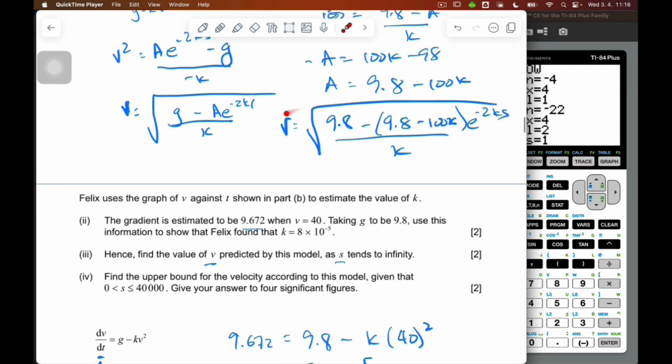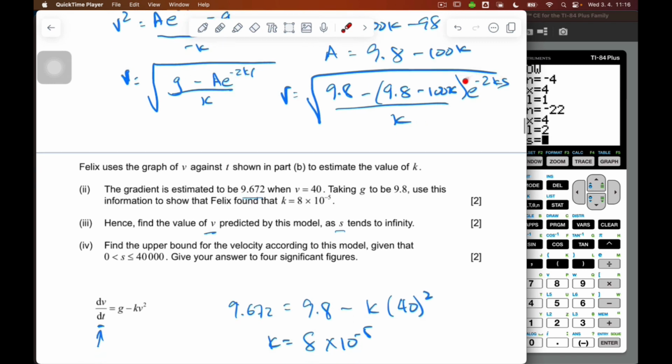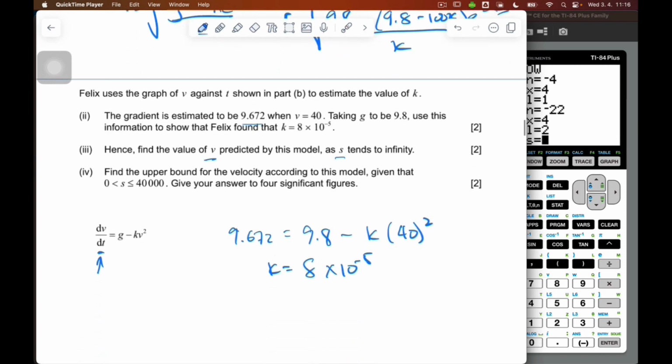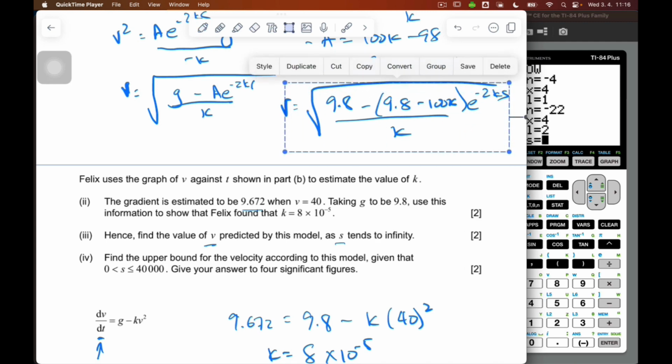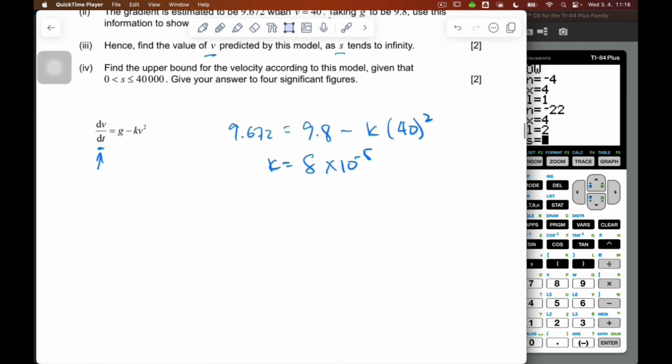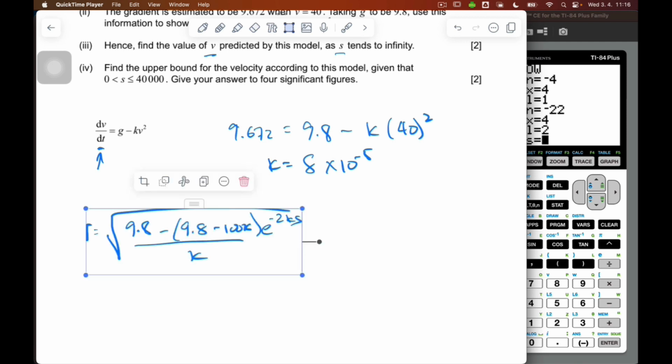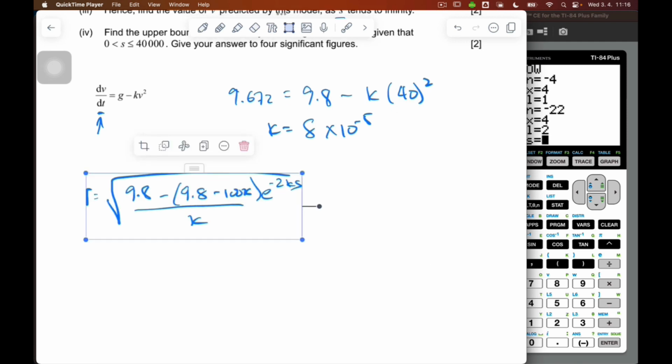So this is my equation for v. As s goes to infinity, if I analyze this expression here, if I take that and look at what happens as s goes to infinity, this whole thing gets to be a giant negative number.